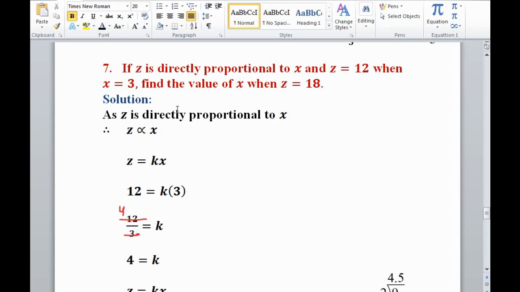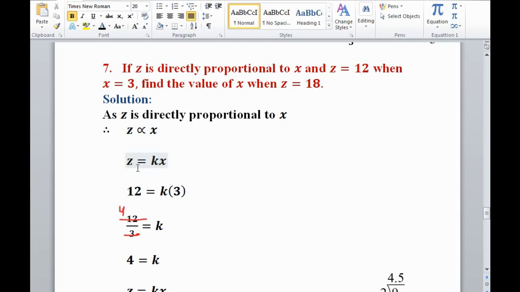According to the statement of the question, as z is directly proportional to x, we will write this statement as z is proportional to x, which means directly proportional to x. And when we remove the sign of proportionality, we place k as a constant of proportionality. So this equation becomes z equals kx, where k is the constant of proportionality.